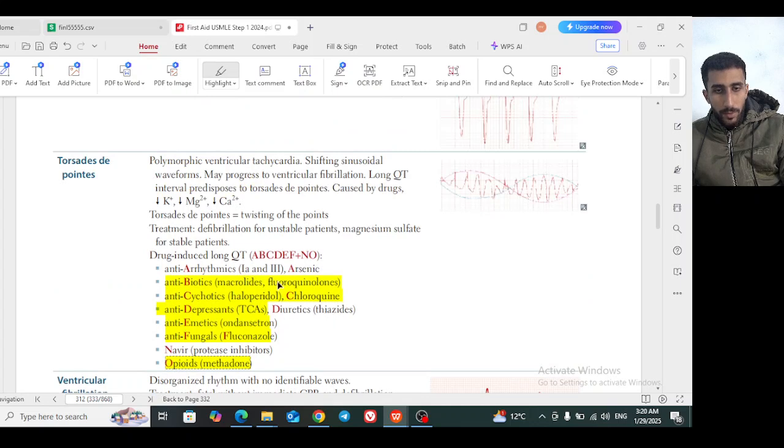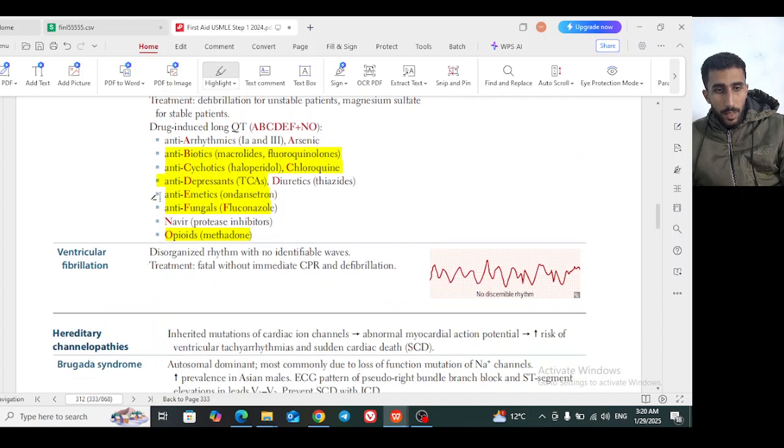So diuretics lead to electrolyte disturbance. Electrolyte disturbance itself is a cause for torsades, by decreased potassium, magnesium, and calcium. So diuretics and the electrolyte disturbance they cause lead to torsades.